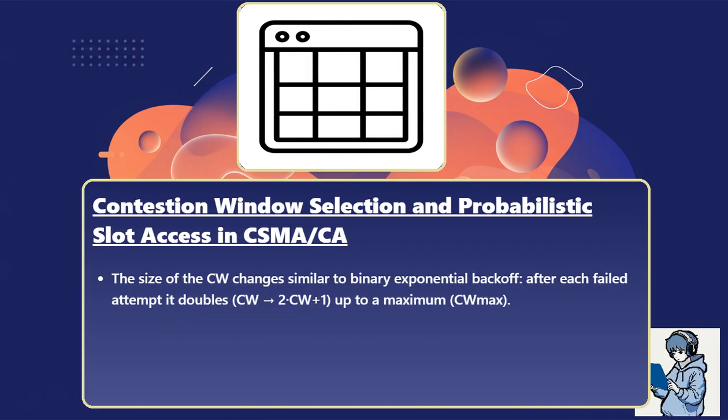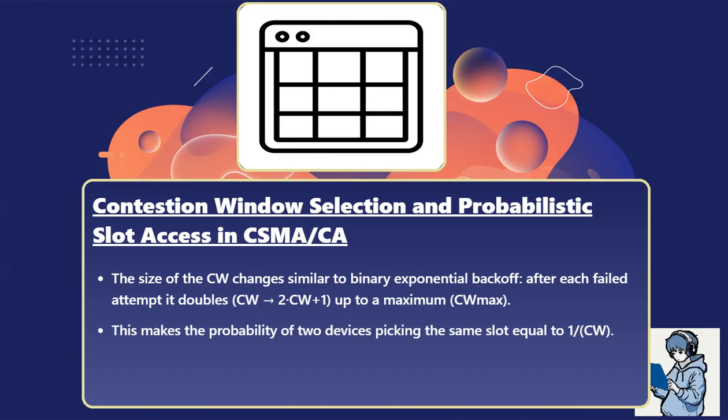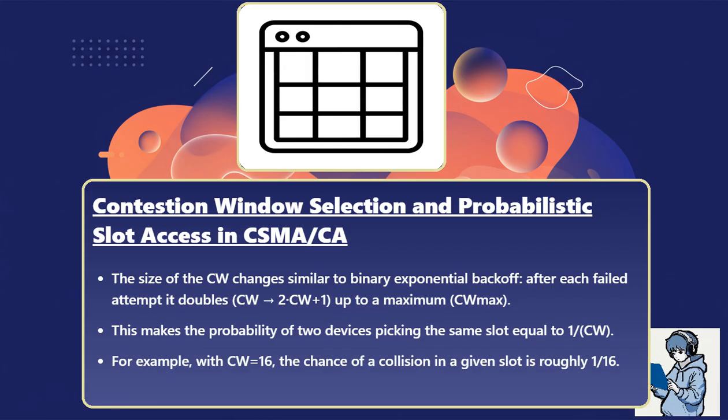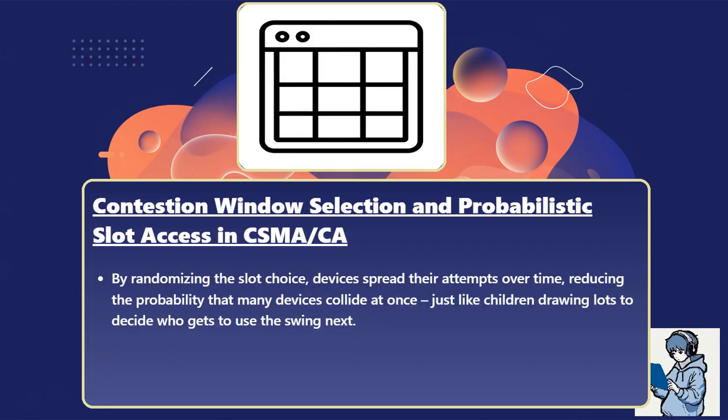The size of the CW changes similar to binary exponential backoff. After each failed attempt it doubles: CW becomes 2 times CW plus 1, up to a maximum CW max. This makes the probability of two devices picking the same slot equal to 1 divided by CW. For example, with CW equals 16, the chance of a collision in a given slot is roughly 1 divided by 16. By randomizing the slot choice, devices spread their attempts over time, reducing the probability that many devices collide at once, just like children drawing lots to decide who gets to use the swing next.